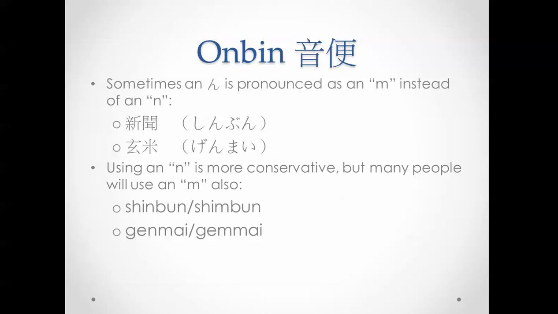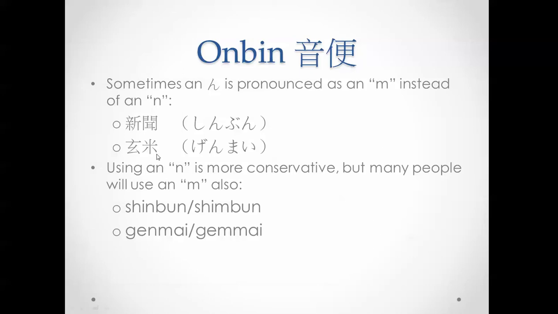Onbin. A lot of people don't even know what onbin is, so let me first describe what that is. Onbin is usually translated as a euphonic change. Think of it, on is sound and bin is convenient here. So it's a sound change that happens for convenience's sake, something that's easier to say in some particular way. For example, n, that kana n, is sometimes pronounced not as an N, but as an M, as in mother. For example, in the word shimbun, we don't say shinbun, we say shimbun with an M sound. Likewise, genmai, brown rice, is not genmai, because that is kind of hard to say. It's a lot easier to say gemmai.